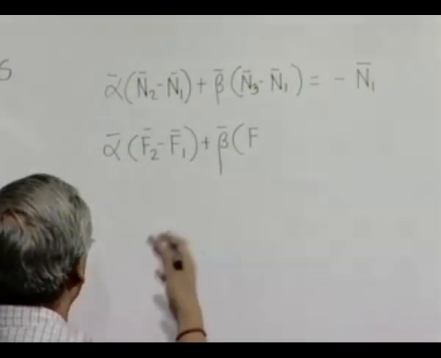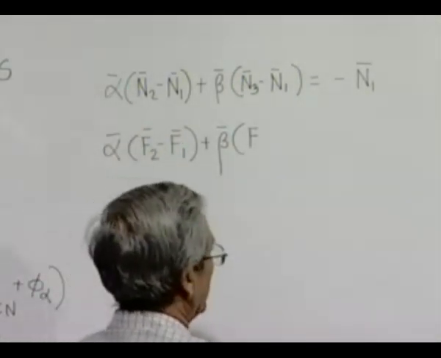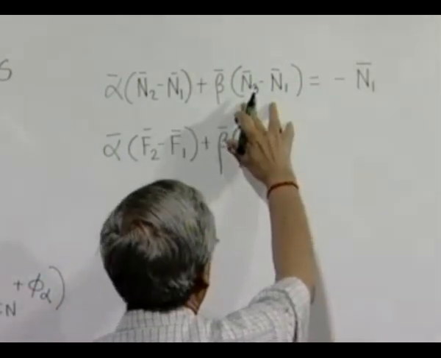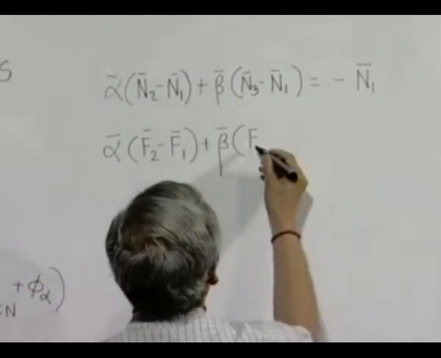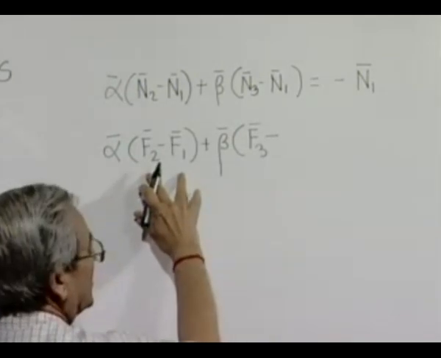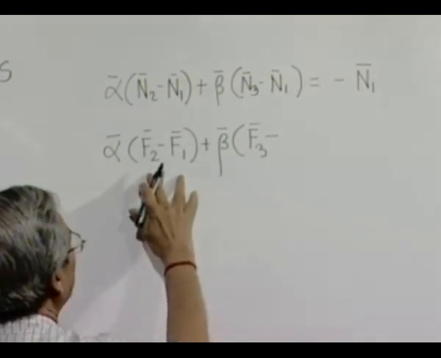So, effect of alpha MTN will be alpha into this. Effect of MTF at the near end is this. So, effect of beta MTF will be this, and that total must be this. Similarly, here this is the effect of MTN at the far end.